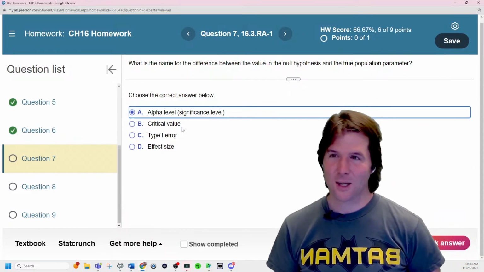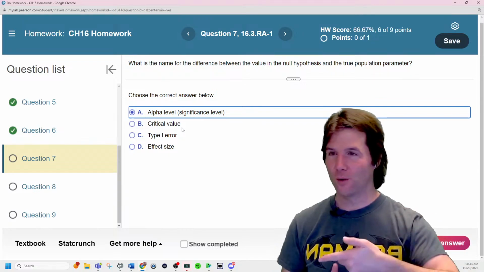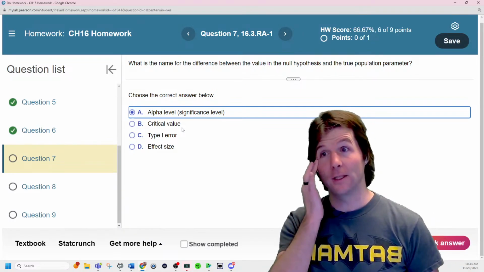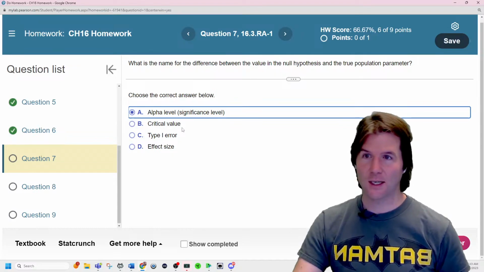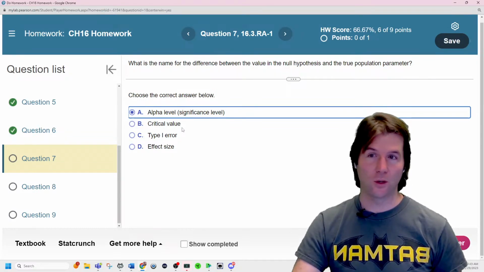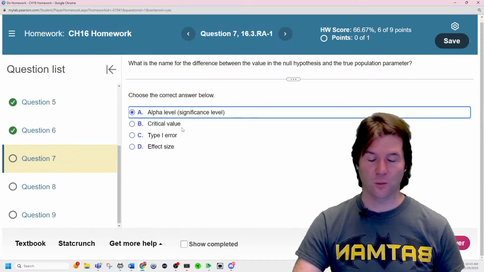So a type 1 error is rejecting the true null when we shouldn't. And the alpha level is the significance level we pick for the problem. And then the effect size is the true difference between the null and the population parameter.